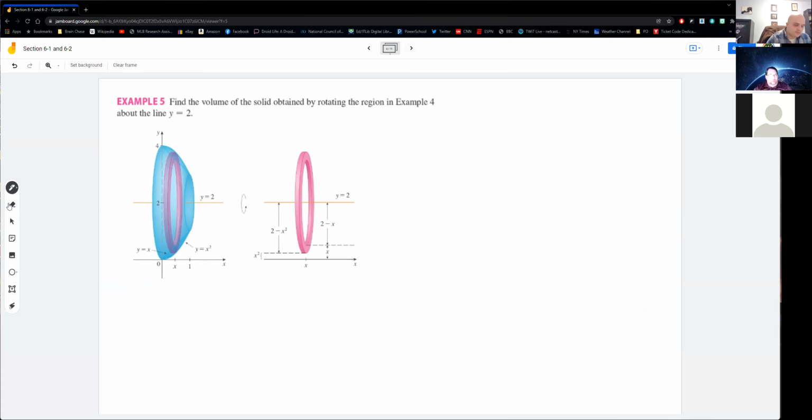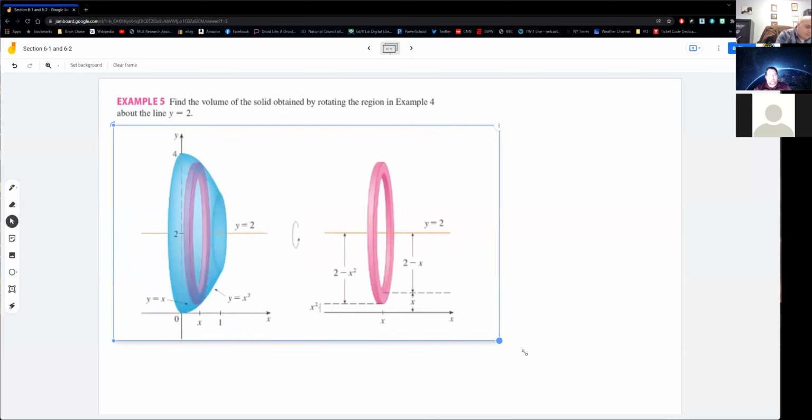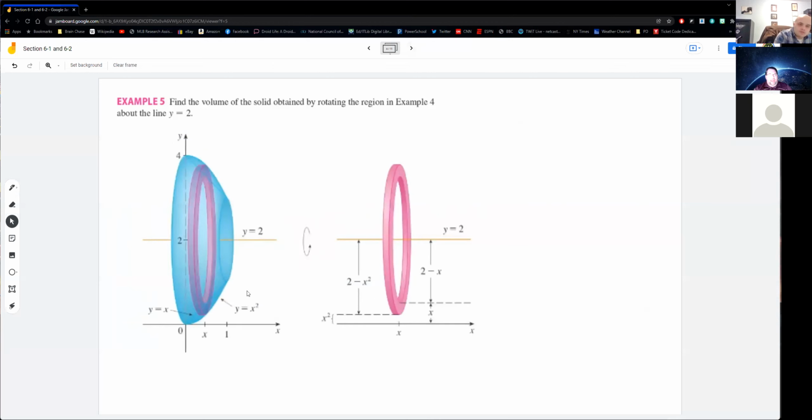So if you're looking at this one, again, we've got two different lines in this case. We've got y equals x and y equals x squared. So very similar to what we were just doing a minute ago. Same actual equations. The only difference is instead of rotating it around the x-axis, I'm going to rotate it around y equals 2. So we're in essence shifting the rotation point up by 2 places.